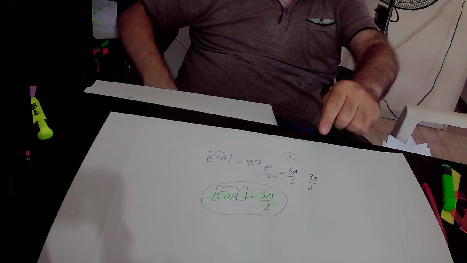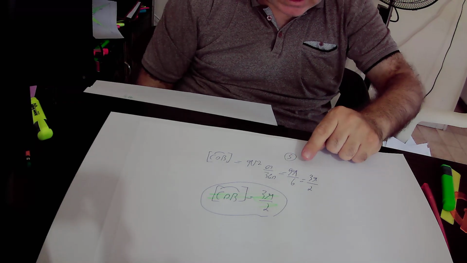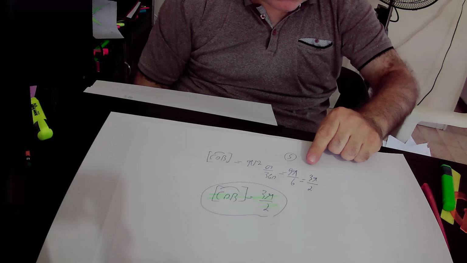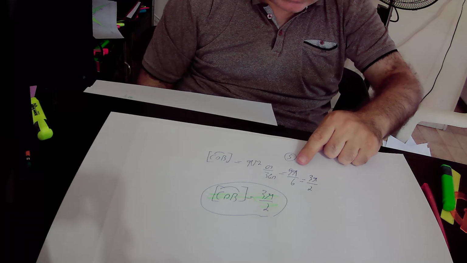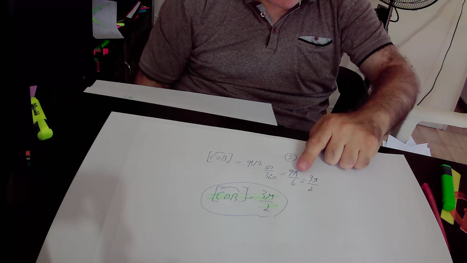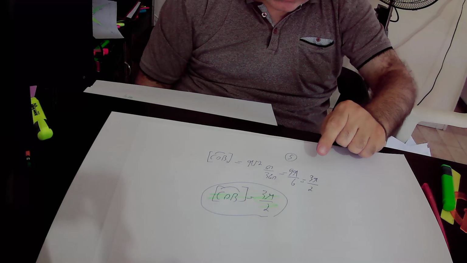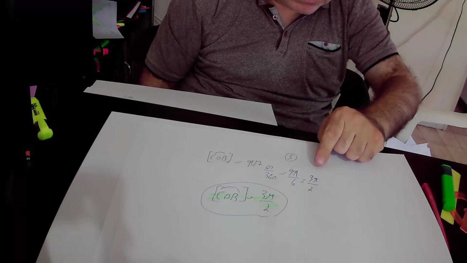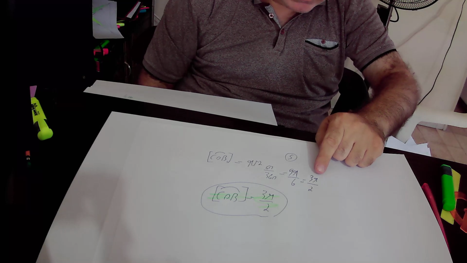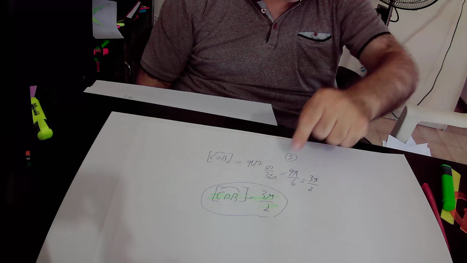Here we divided both the numerator and the denominator of this expression by 3. 9 over 3 is 3, so in the numerator we have 3 pi. 6 over 3 is 2, so in the denominator we have 2. So in total we found out that the area of sector COB equals 3 pi over 2 square units.